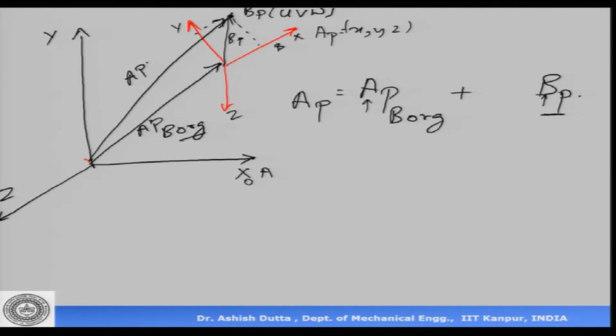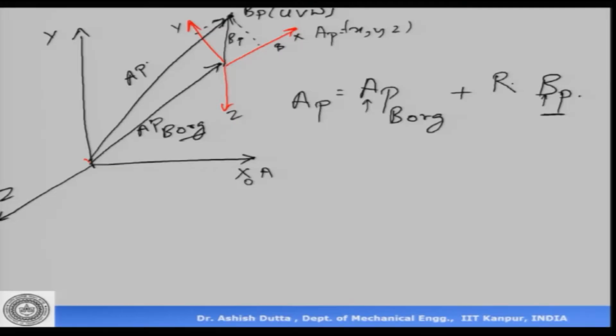So, what do we do? Essentially, we convert the coordinates of the point P in frame B to frame A by putting a rotation matrix. So, I put a rotation matrix here and convert this point P, which was expressed in B, to that of A. How do I do that? I simply add a rotation matrix there. Now, I can add it.